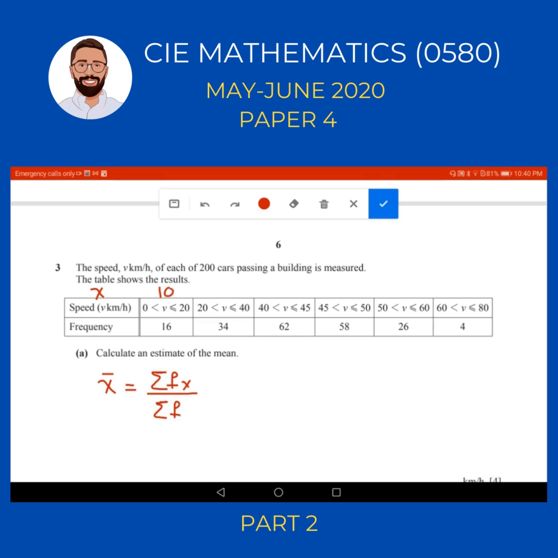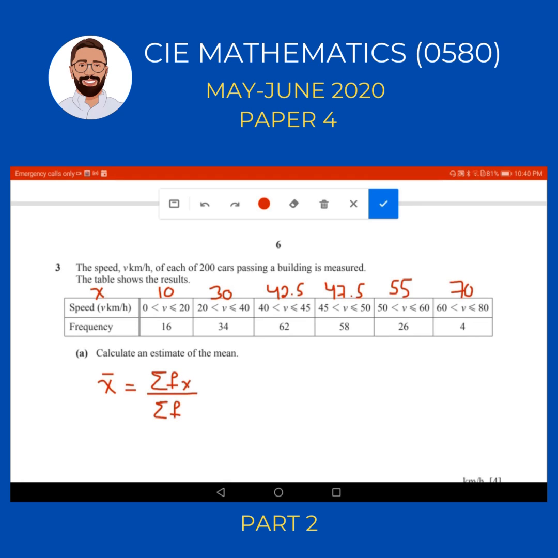Now for the second class, it's 20 plus 40 over 2, which is equal to 30. For the third group, it's 40 plus 45 over 2, and the answer is 42.5. For the fourth group, it's equal to 47.5, then I have 55, and finally 70. So again, to find the midpoint, add the lower bound of the class interval to the upper bound of the class interval and divide the answer by 2.